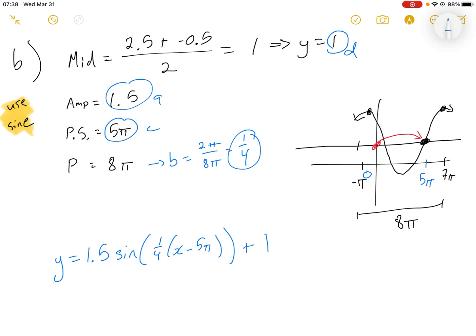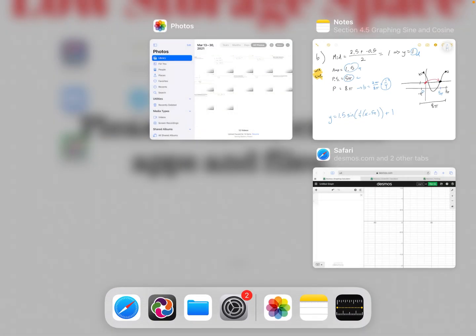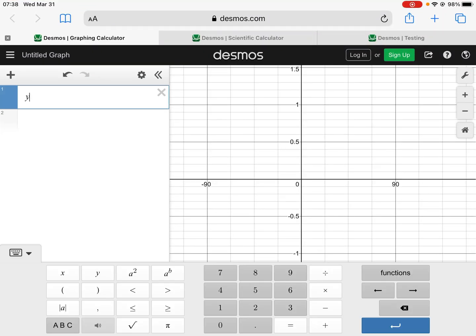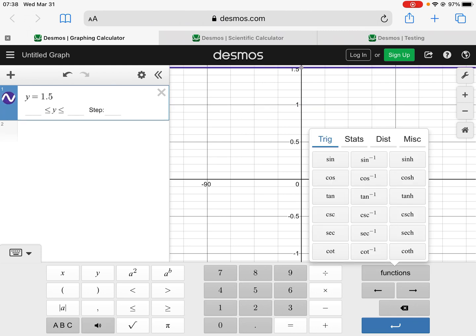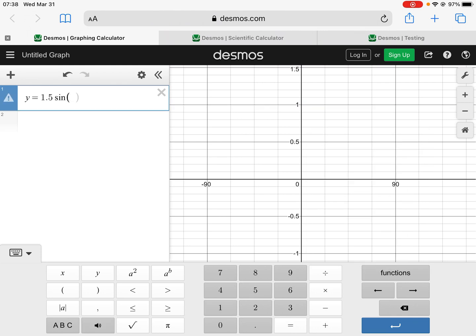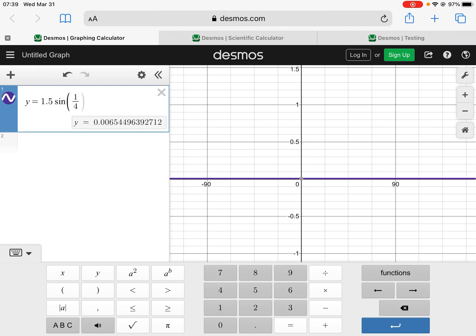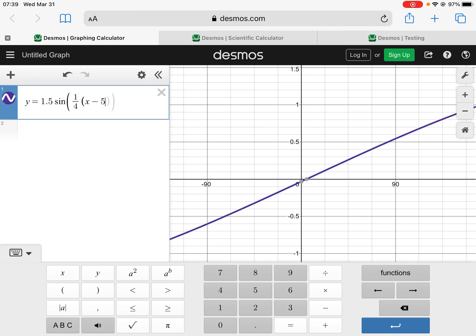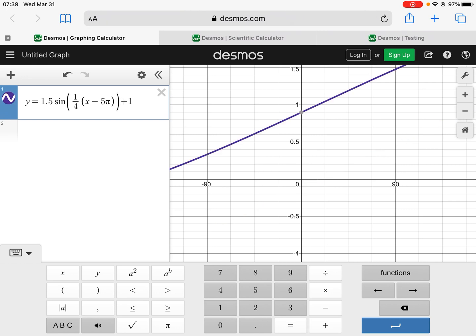And then just to double check, I will actually go ahead and double check this one this time, and I won't try to rush it. So I have y equals 1.5 sine of 1/4. Hit the arrow to get out of that denominator. It's going to be x minus 5 pi, close that parentheses, and then plus 1.